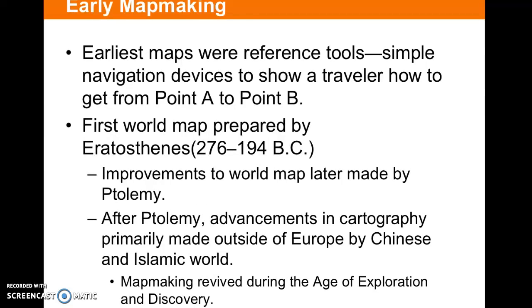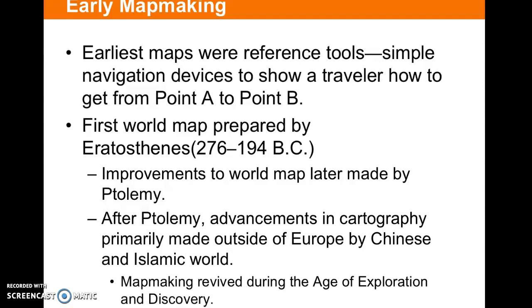The earliest maps were really more of reference tools, and they were there to show people how to get from one point to another. The first world map was prepared by Eratosthenes, and it was really cool. He was able to calculate the circumference of the Earth based on really just some geometry and some trigonometry. He really used a stick stuck in the Earth, and measured the angle of the sun at noon and compared that to the fact that there was no shadow at noon in another location, and calculated the distance, and then used that distance and the 7.2 degrees compared to 360 to calculate the circumference of the Earth, and he was pretty on point with it.